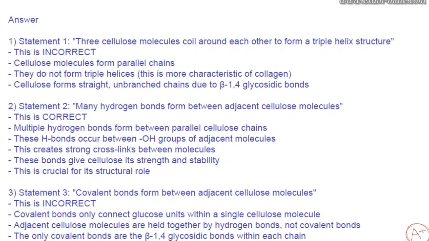2. Statement 2. Many hydrogen bonds form between adjacent cellulose molecules. This is correct. Multiple hydrogen bonds form between parallel cellulose chains. These H bonds occur between OH groups of adjacent molecules. This creates strong crosslinks between molecules. These bonds give cellulose its strength and stability. This is crucial for its structural role.